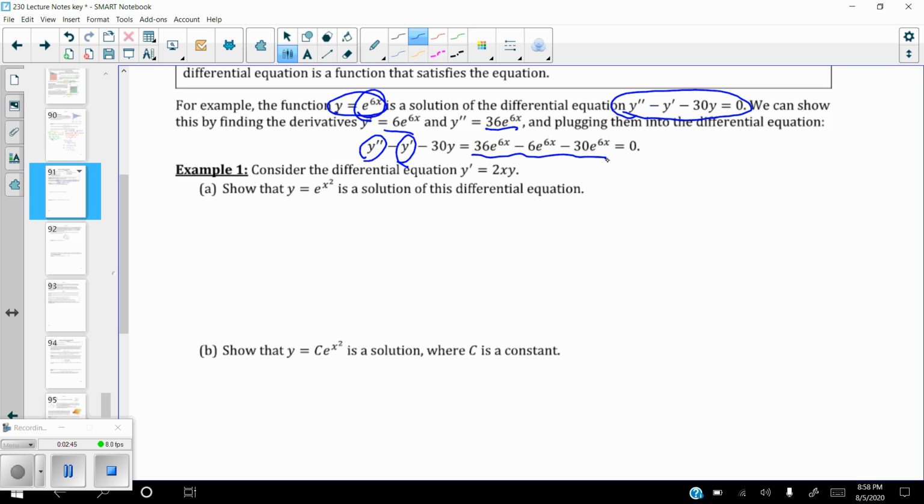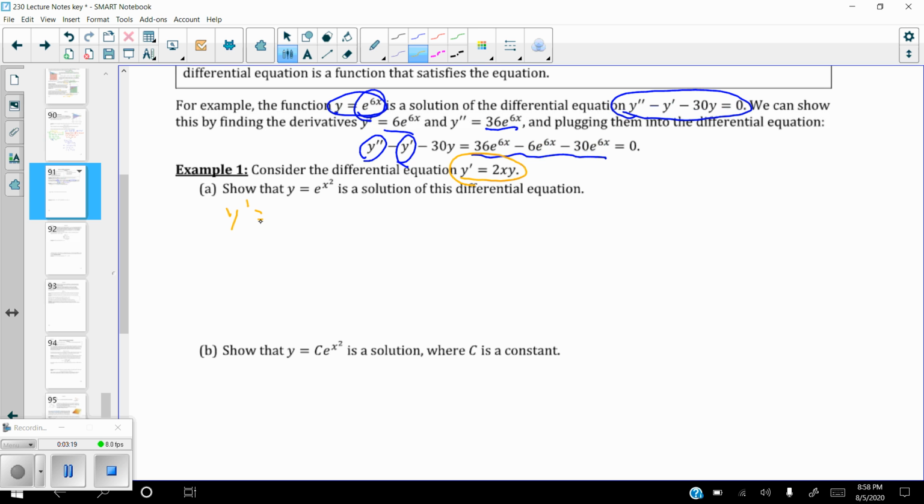Actually, showing something as a solution to a differential equation is probably one of the easier things to do. You have to be able to take derivatives and then do some basic addition and subtraction usually. Okay, so we're going to show that e to the x squared is a solution to the differential equation, which is given to us right here. So it says y prime equals 2xy. So basically we need to figure out what we need. Fortunately, x is just x. Y is the original equation, so I'm going to need y prime.